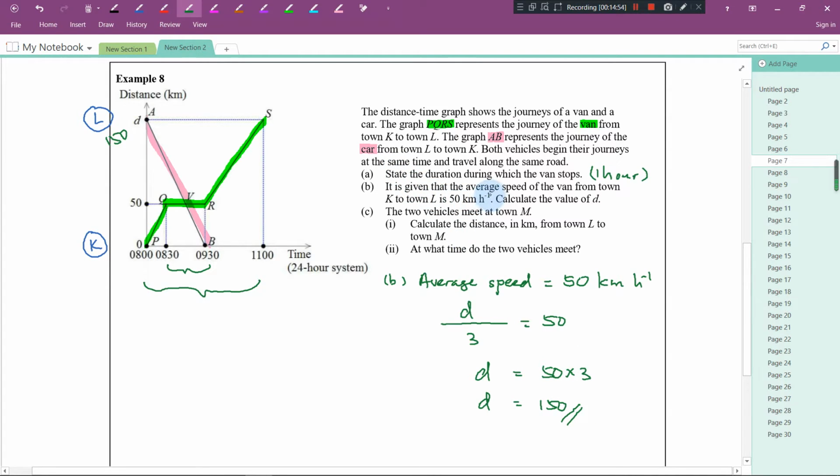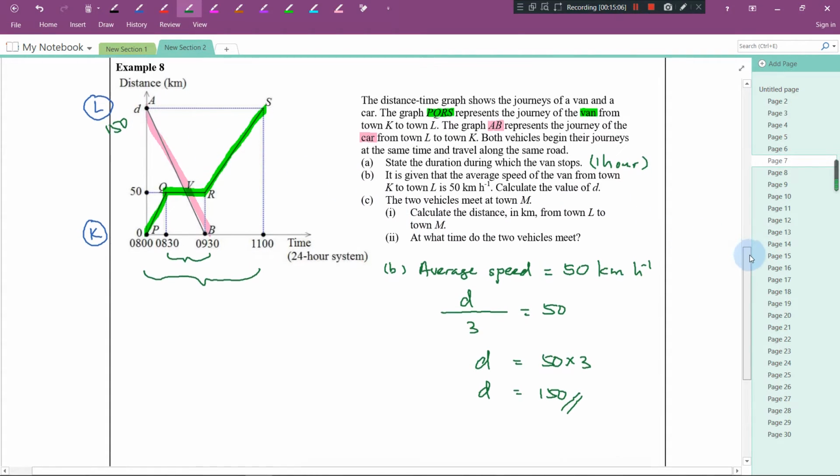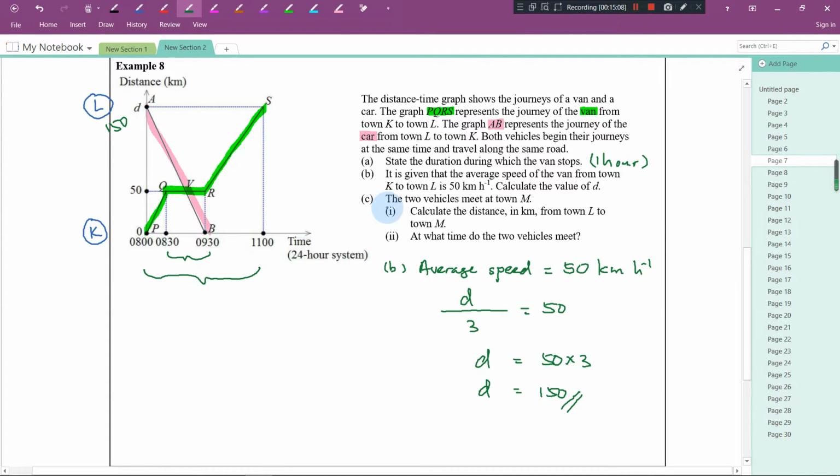Okay, so let's proceed to the next part. Once we have the answer, it's better that we label it on the graph. Sometimes we need that information for the next part. C, part 1. The two vehicles meet at town M, so this is M. Calculate the distance in kilometers from town L to town M. L to M, which is over here.